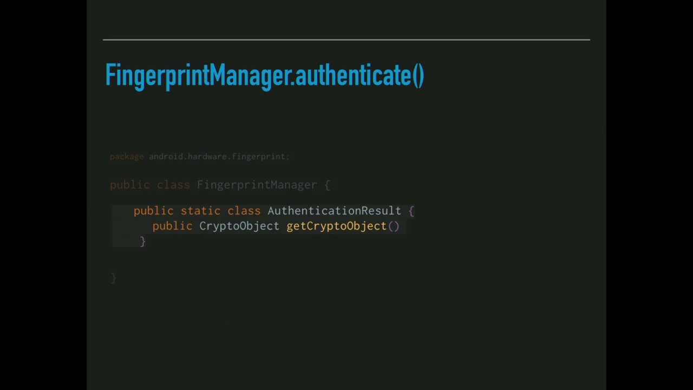So you need to use this object immediately to decrypt something, which is why you may want to get that callback on a background thread.